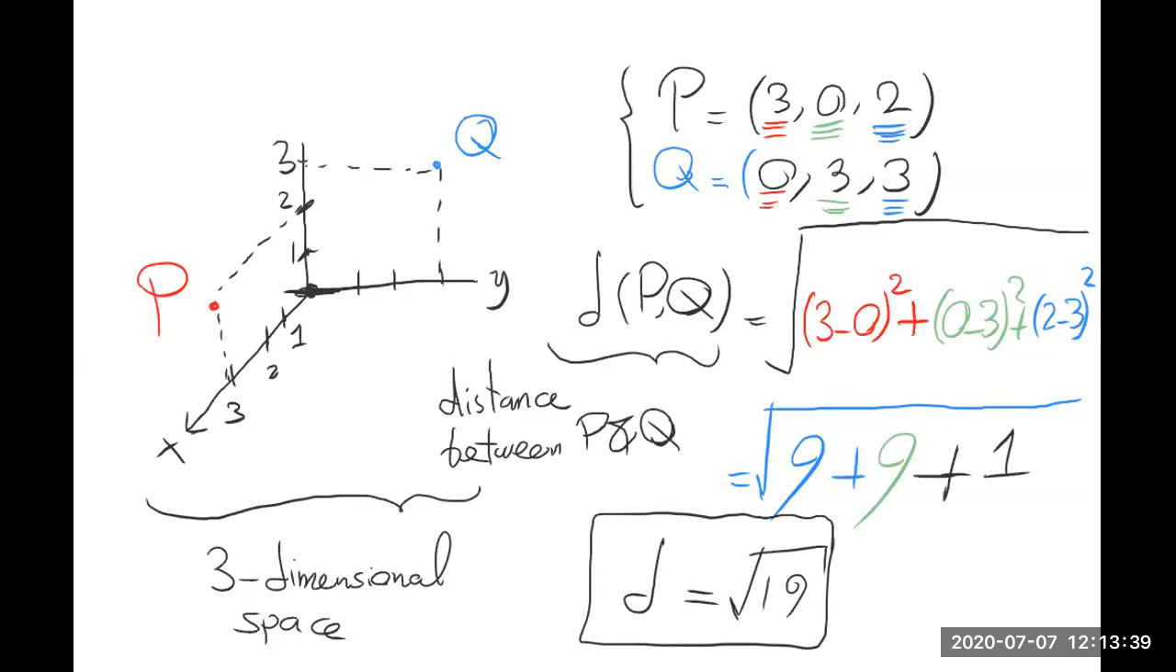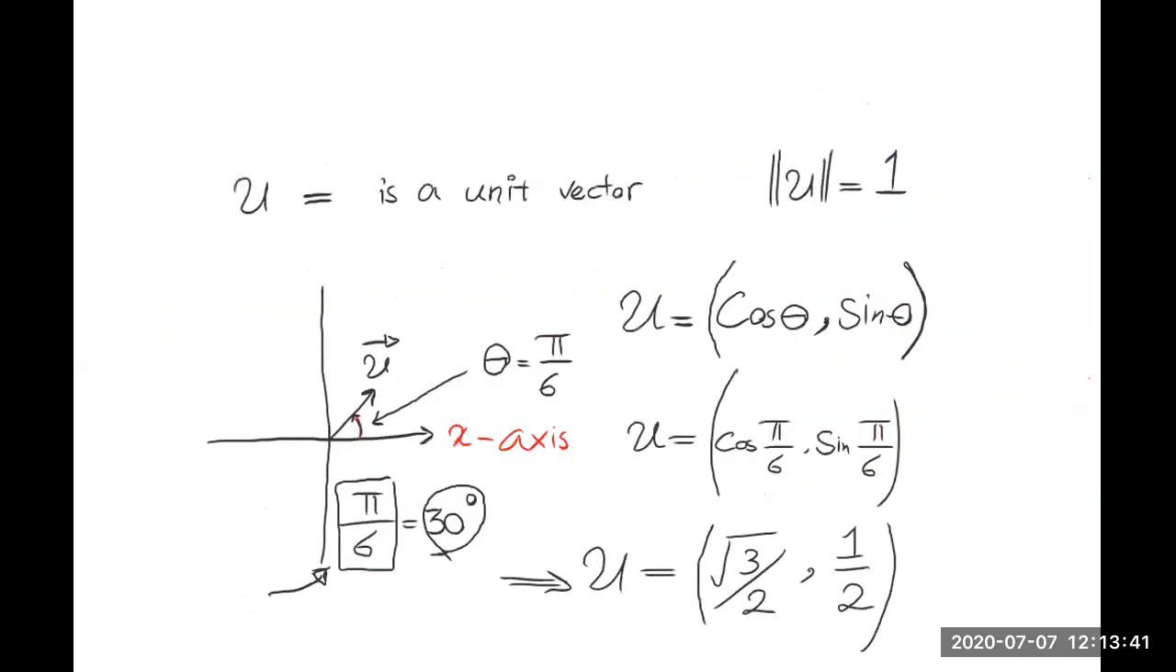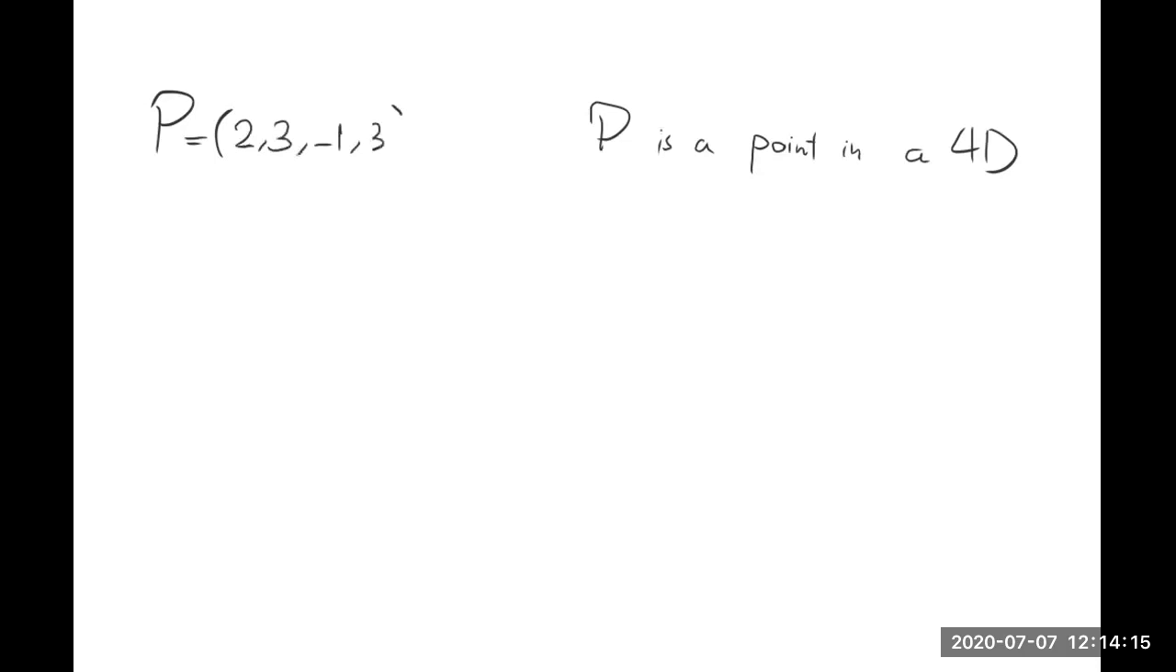Maybe I would just do one more example, just to get a feeling of, say, 4-dimensional space. If P is a point in a 4-dimensional space, then you would expect to express P using 4 numbers, right? So the coordinates of P should be something like this: 2, 3, -1, 3.